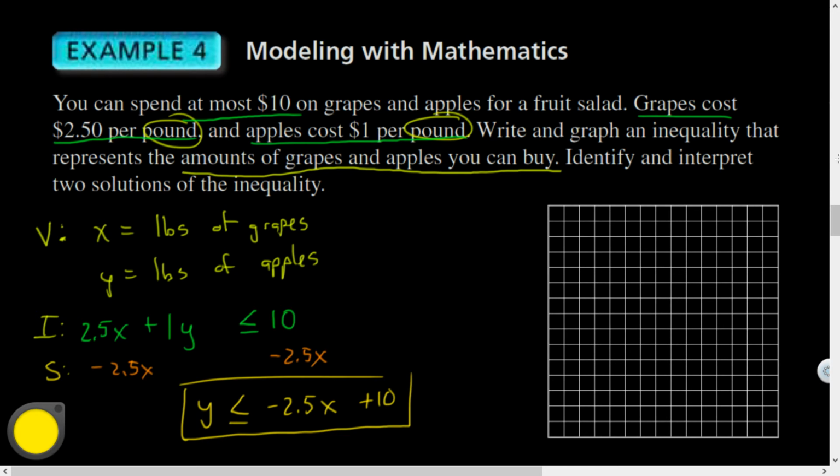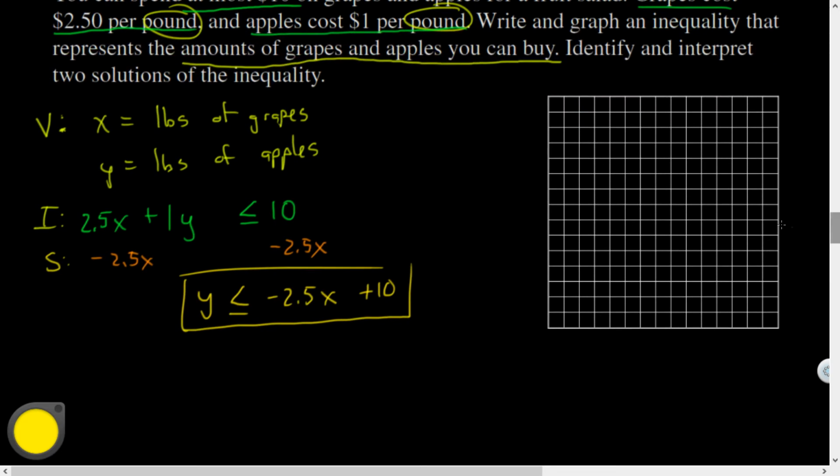So here is my inequality. Let's see if we can graph this. My x-axis is grapes. My y-axis is apples. The slope is negative 2.5. Let's see. Will I have enough space? No, I've got to go up at least to 10. Yeah, I'll just count by ones, I guess.